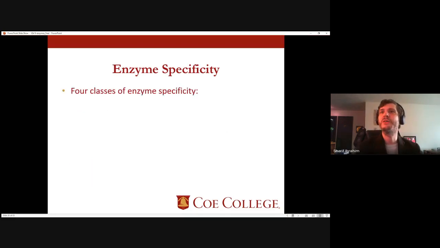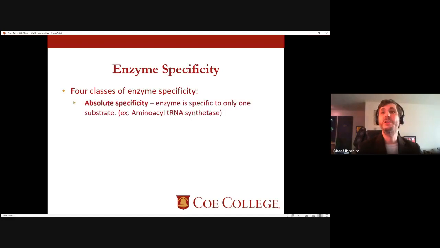Okay, so 4 classes of enzyme specificity. You have absolute specificity. This is a loyal, faithful enzyme that has only one particular substrate. The example here is aminoacyl tRNA synthetase. tRNA is involved in translating DNA into protein, so it needs to be very faithful, it needs to have high fidelity to make sure your proteins are actually what they're supposed to be.